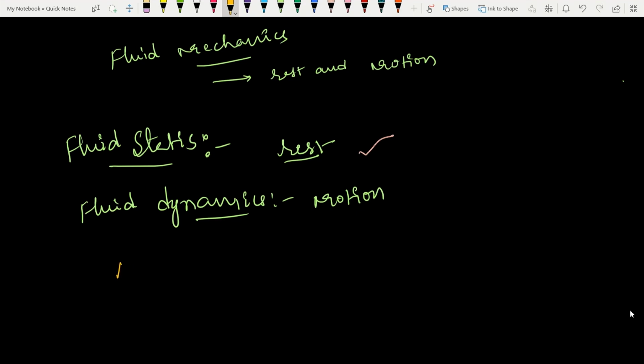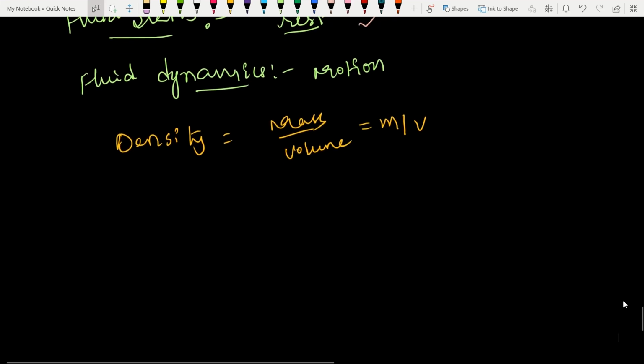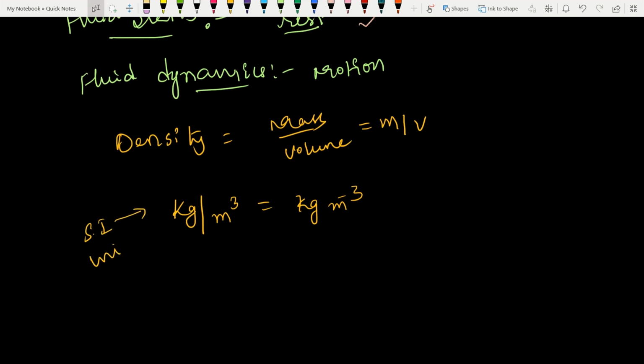So next one is density. What is density? Density is nothing but mass per unit volume, that is m by v. What is the SI unit of density? The SI unit of density is kg per meter cube, which we can also write as kg m^-3. So that is the SI unit of density.